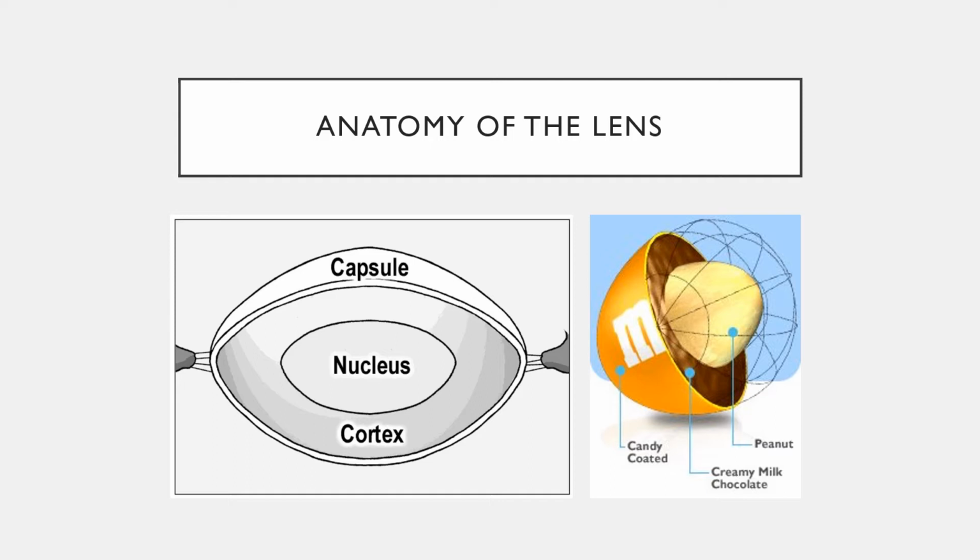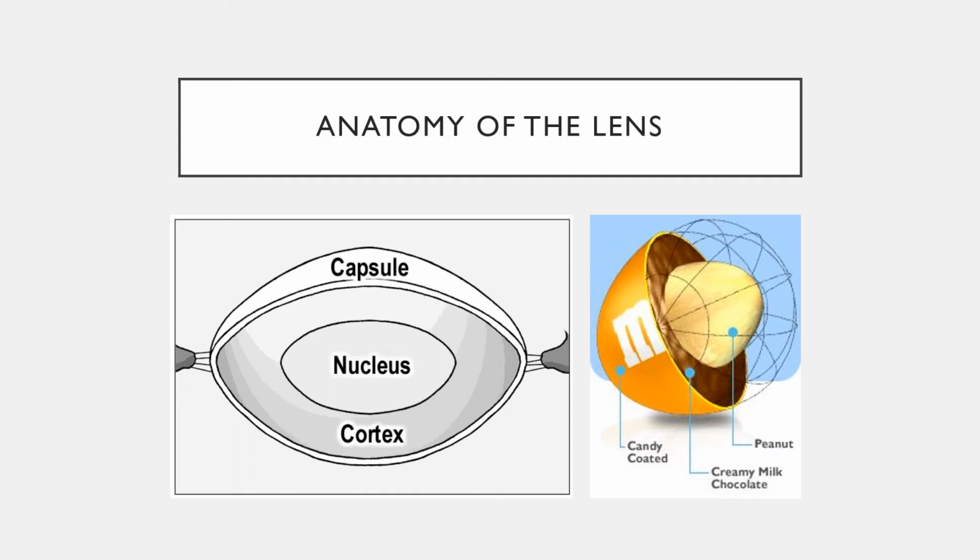Attached to the capsule are these non-pigmented fibres, which you can see, these fibres either side of the capsule. These are called the zonular fibres. These function to adjust the lens. Each side, they tug on the lens, increasing their tightness or relaxing, allowing the capsule to change shape.